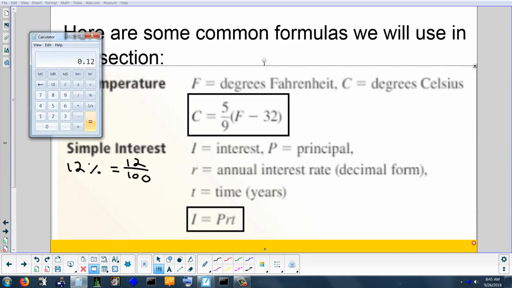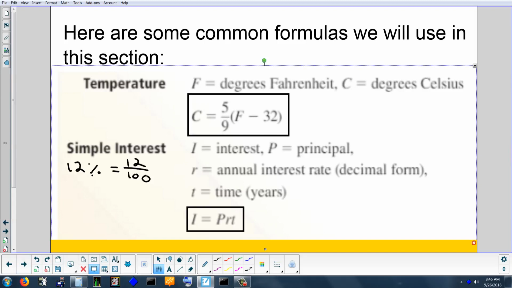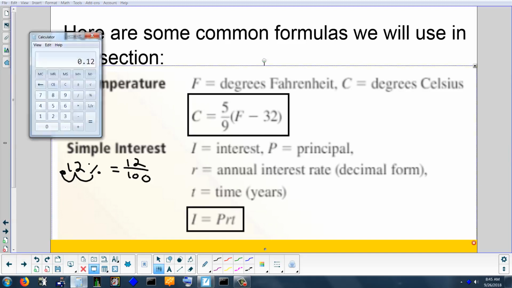What you gave me was 1.2%. This is 12%. It's a little different. You just end up moving the decimal place 2 places to the left. But if you ever forget that, just think of it as, oh, divide by 100, which just moves the decimal 2 places to the left.